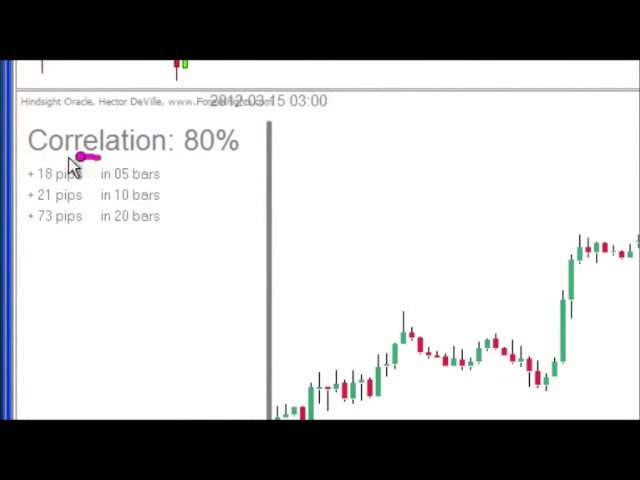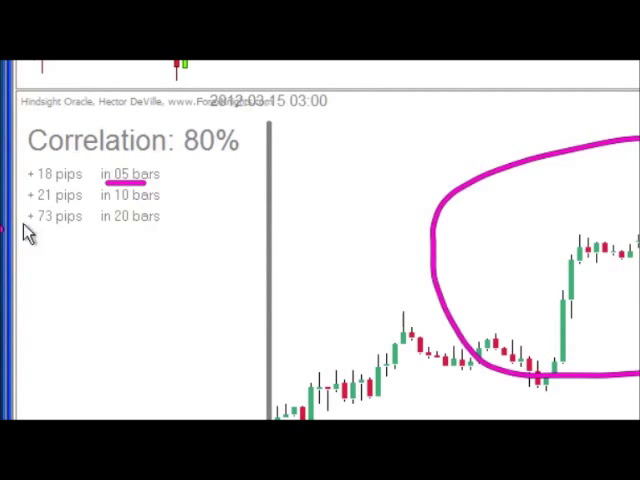In fact, here the indicator quantifies that price evolution. Okay, over the following 5 bars, we can expect, based on how price behaved back then, price to move 18 pips to the upside. Over the following 10 bars, price potentially could move 21 pips to the upside, and over the following 20 bars, price may move up by a total of 73 pips.